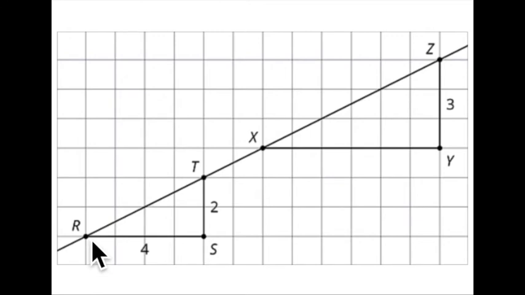So this is half a unit. If this is 2 units, the vertical length is 1 unit. So it's 1 to 2, or 1/2. If it's 4 units, the vertical length is 2 units. And in this one, the horizontal length is twice the vertical length on the y-axis. So if this is 3 units, this has to be 6 units.